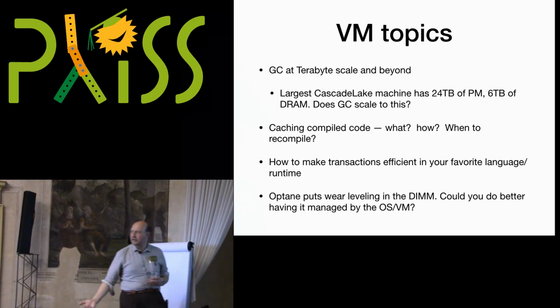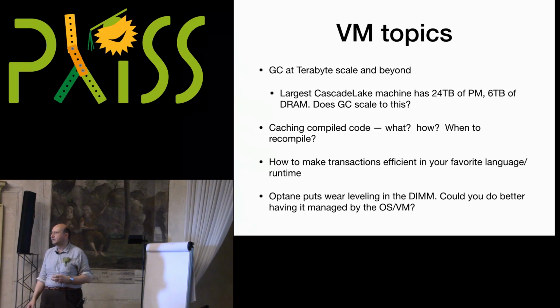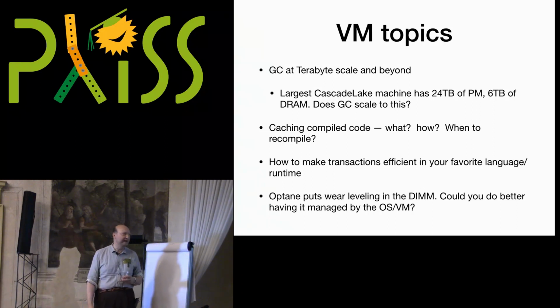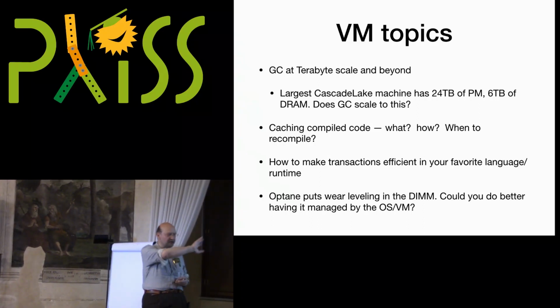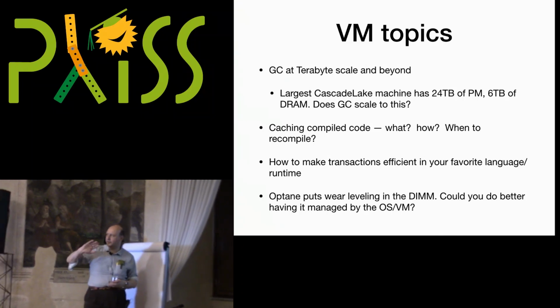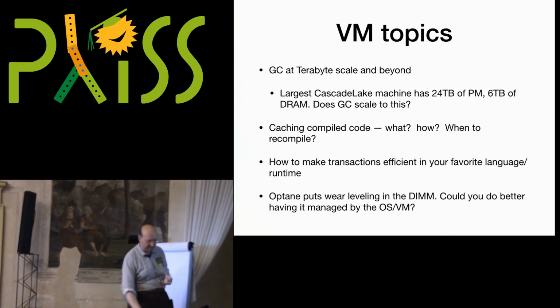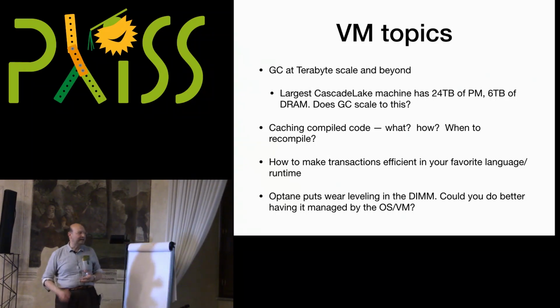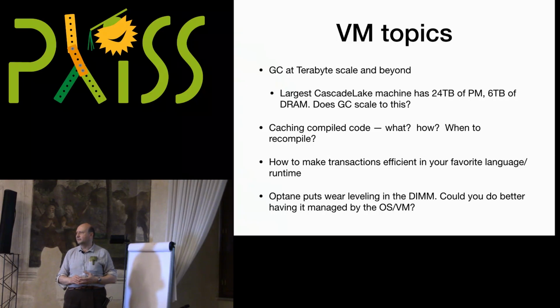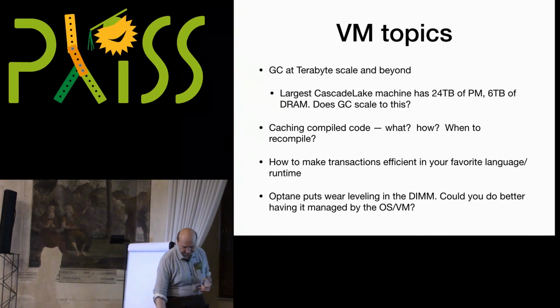Currently, we throw away compiled code. If we have all this memory that's really fast and big, maybe we shouldn't be throwing things away quite so often. How do you make the transactions, for some loose binding of that word, efficient in your favorite language or runtime? There's a whole bunch of work to be thought through there. And for the computer architect, wear leveling in the DIMM is clearly suboptimal. It should be done centrally. How much better can you do? Does it matter? Will anyone ever adopt your ideas? Who knows? Yes?